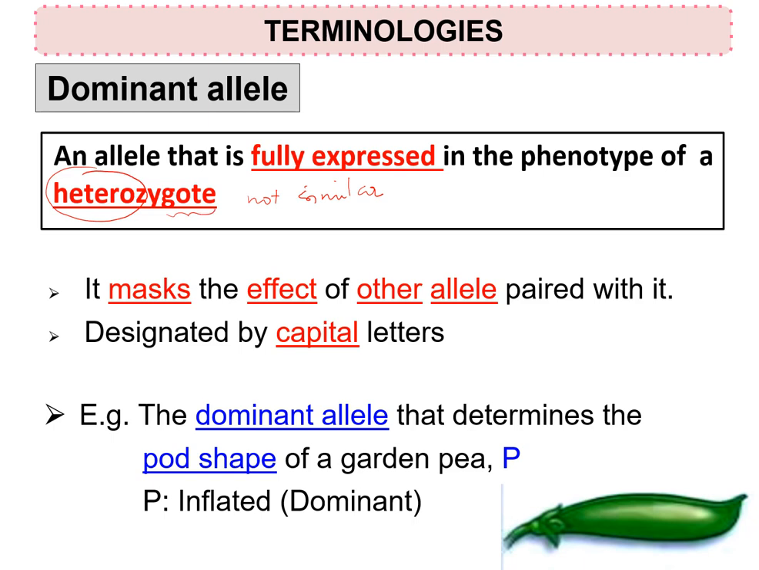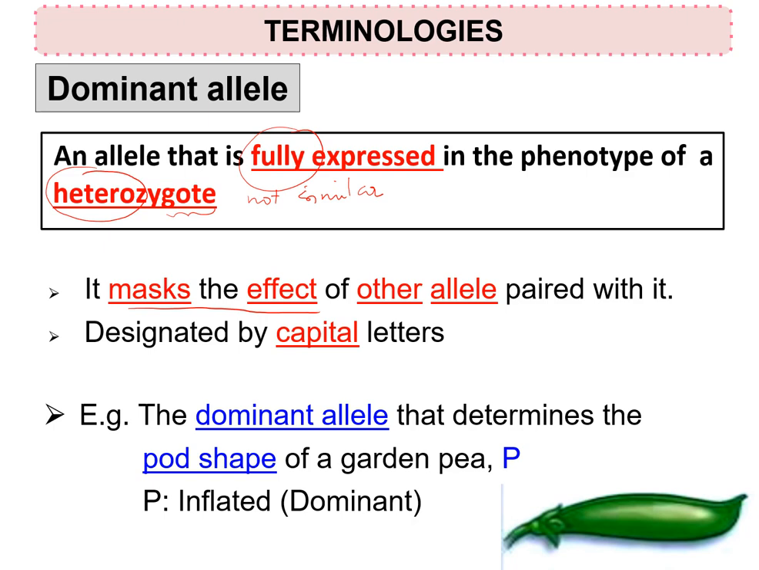Zygote is the individual that carry the heterozygous genotype. So for dominant allele, fully expressed, meaning it will win. It will mask the effect of other allele that paired with it. Designated by capital letters. And usually, whenever heterozygous genotype are mentioned or written, the capital T, the dominant allele, capital letter, the dominant allele will be written first.